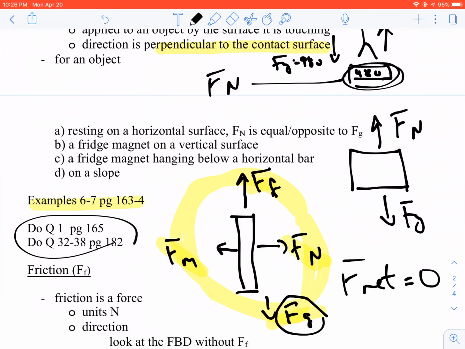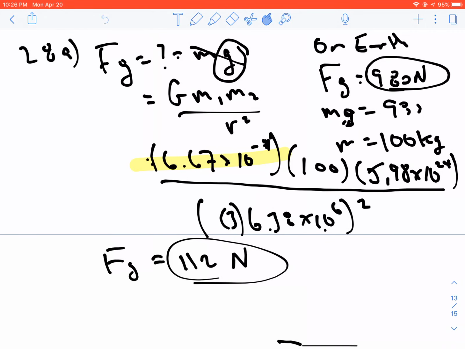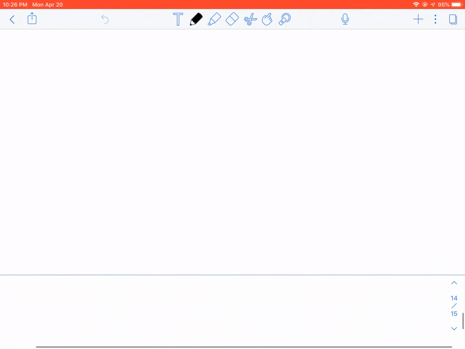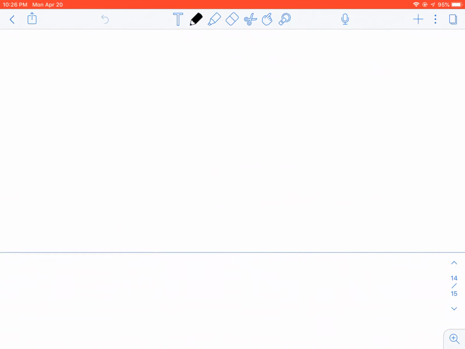So the first sample says, for a person of mass 40 kilograms sitting on a box, what is the normal force? What is the value of the normal force? Okay, so here's the box. Here's the person sitting on the box. And I say, what are the forces acting on that person?